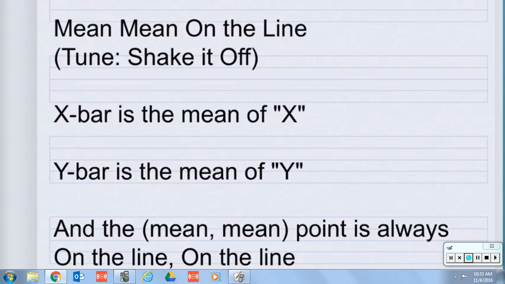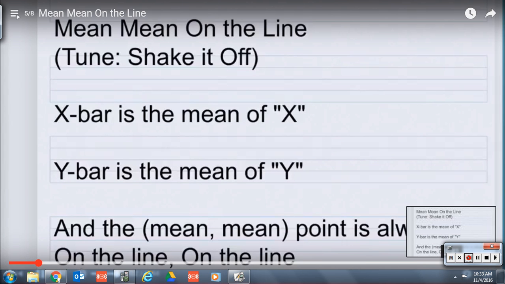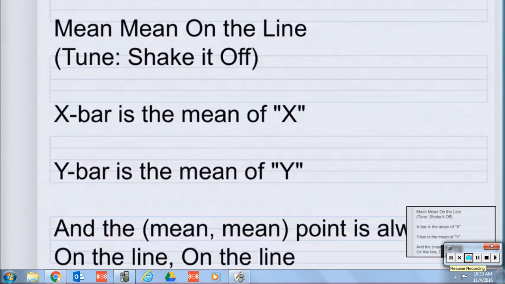X bar is the mean of x, y bar is the mean of y, and the mean point is always on the line, on the line.